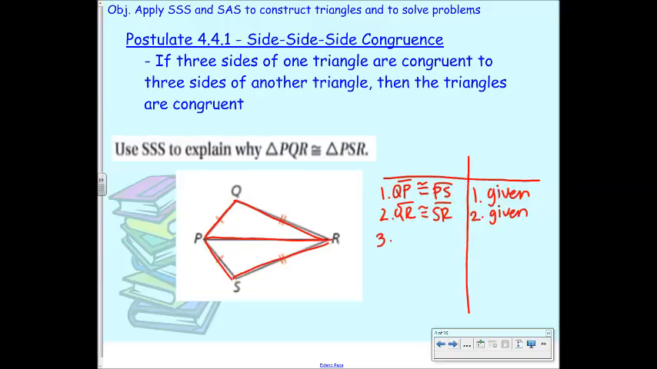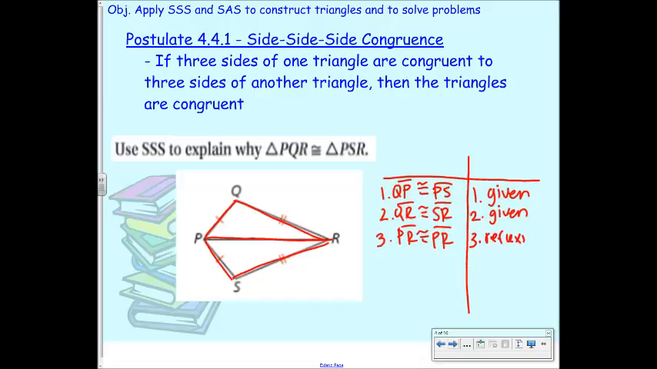Take a look at this bottom triangle, PSR. The other side that we're missing there is also PR. So I need to say that PR is congruent to PR because it's part of both of those triangles. So PR is a shared side. It's part of both of those triangles. And to prove that that's congruent, I use the reflexive property.